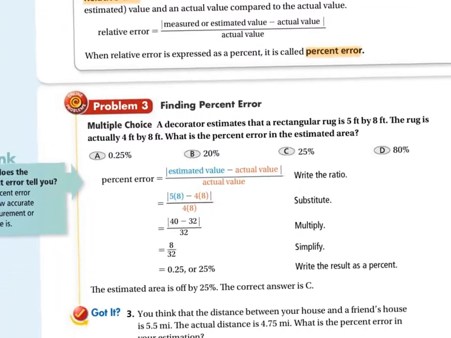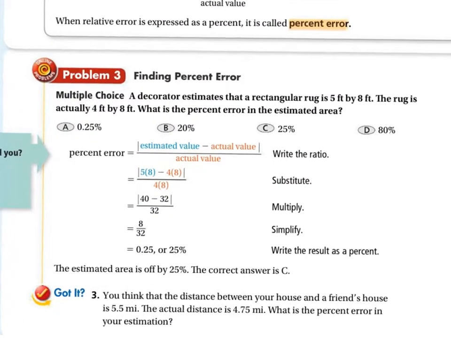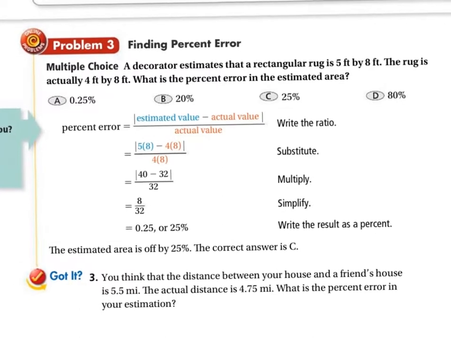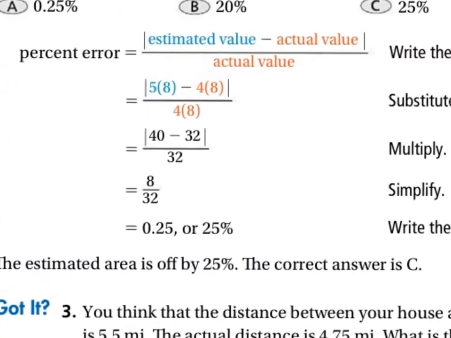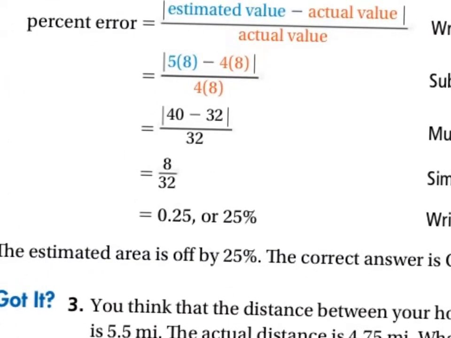So if you look at problem 3, a decorator estimates a rectangular rug is 5 feet by 8 feet. The rug is actually 4 feet by 8 feet. What is the percent error in the estimated area? So area of a rectangle, we do length times width. So 5 times 8 is 40. 4 times 8 is 32. We're going to take the difference of those two. So just like we did with percent change, we're going to do 40 minus 32, which is 8.